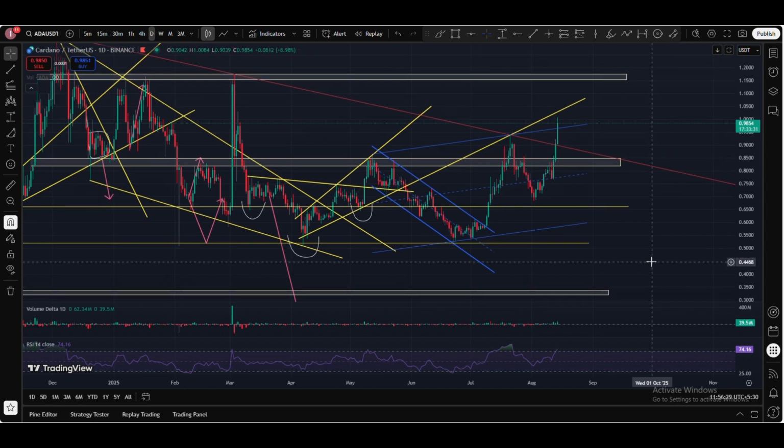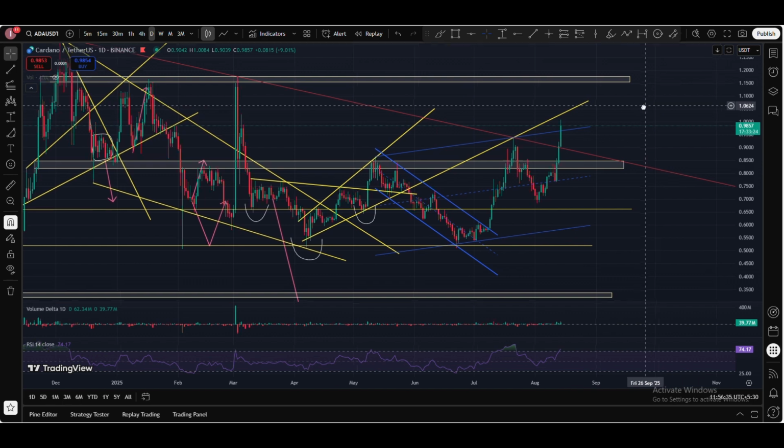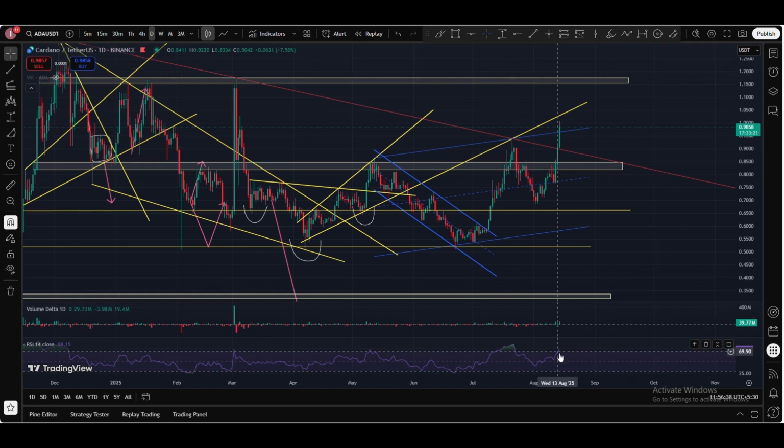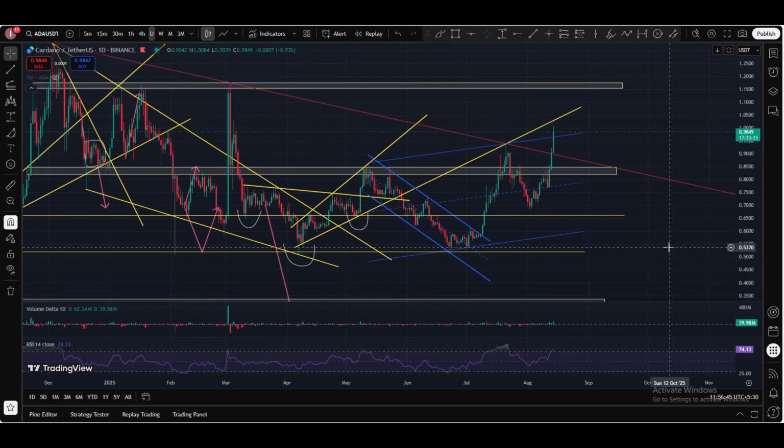Actually, the market can reach that trend line level. Not only that, there is a bearish RSI divergence. So therefore the market will come down.